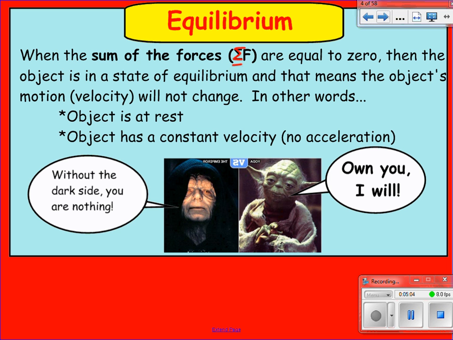So what does that look like? An object's velocity that's constant or not changing can mean two things. It can either mean the object is at rest, or it can mean the object is going at a constant velocity. So there's no acceleration. Keep this in mind. The sum of the forces are equal to 0 when an object is in equilibrium. So if an object is at rest, or if it's moving at a constant velocity, the object is in equilibrium.